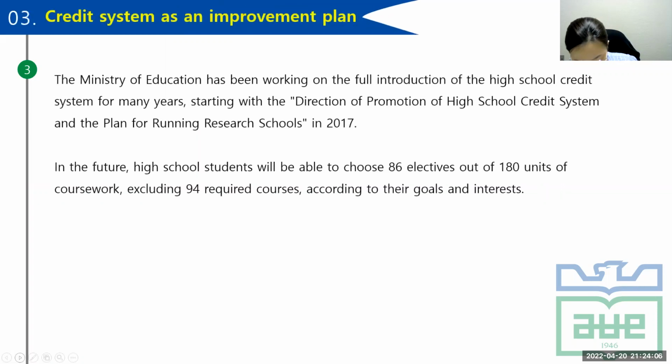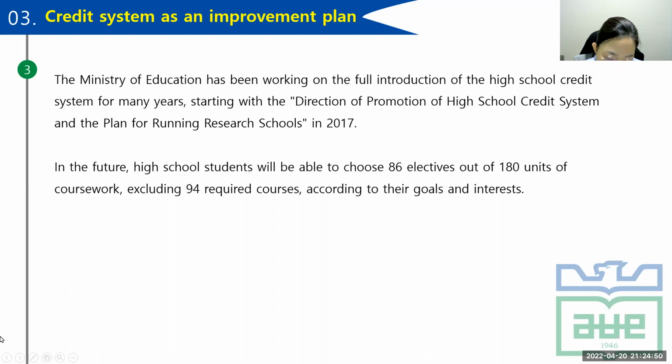The Ministry of Education has been working on the full introduction of the high school credit system for many years, starting with the direction of a promotion of a high school credit system and the plan for running research schools in 2017. In the future, high school students will be able to choose 86 electives out of 180 units of coursework, excluding 94 required courses according to their goals and interests.